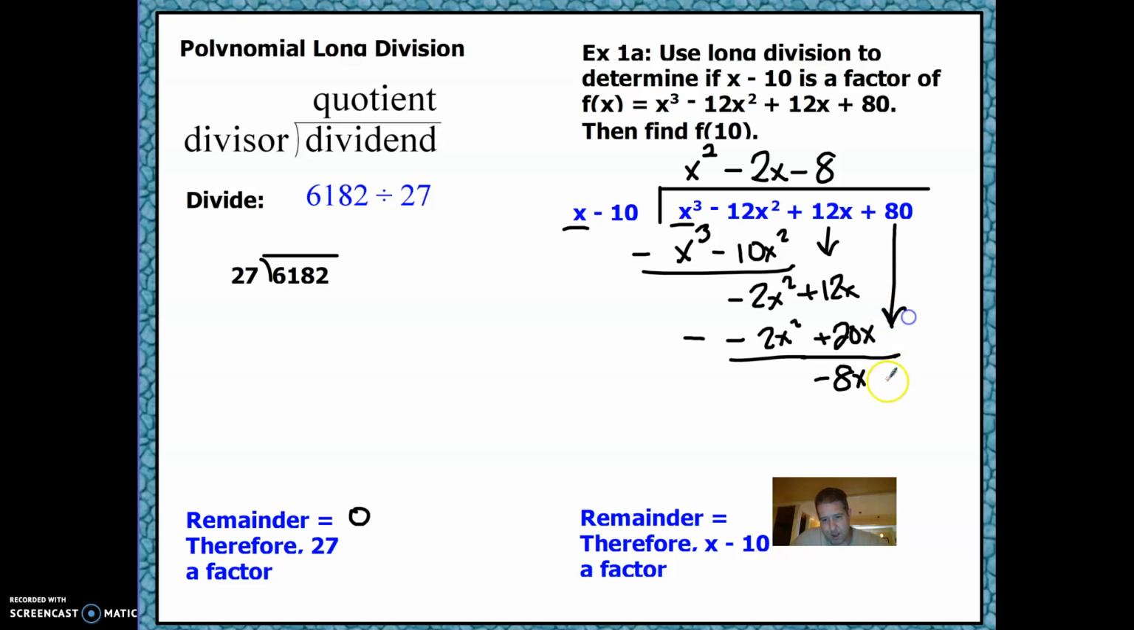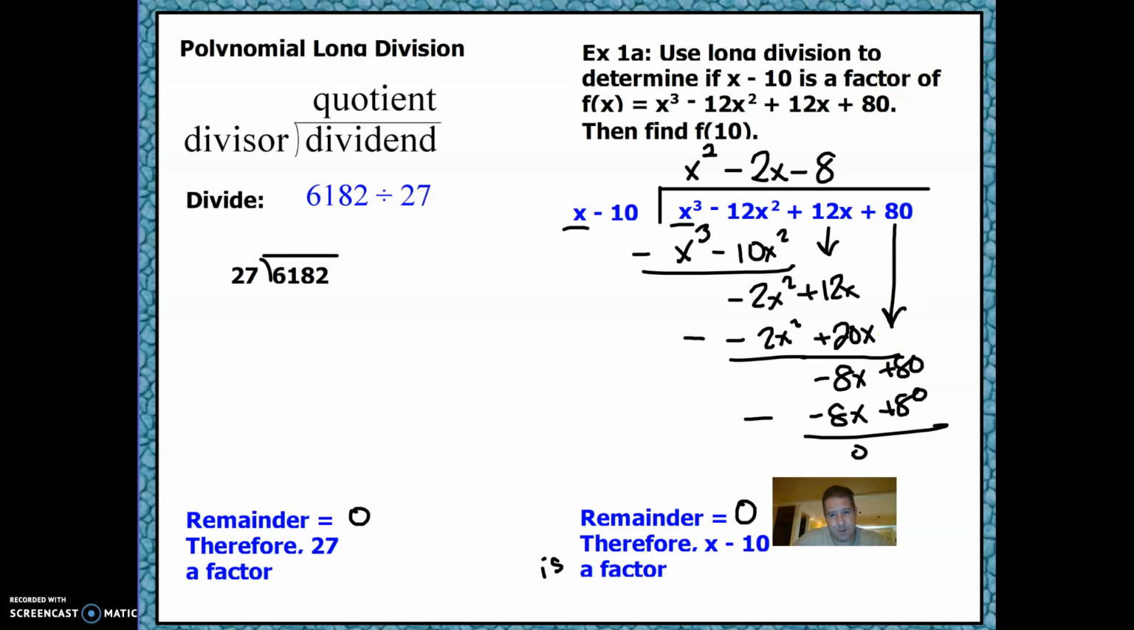Oh, I forgot to bring down my 80. So x times negative 8 is negative 8x, and negative 10 times negative 8 is positive 80. Subtract. Anything minus itself is 0. Anything minus itself is also 0. So the remainder is 0, so therefore x minus 10 is a factor. It is a factor because there's no remainder.